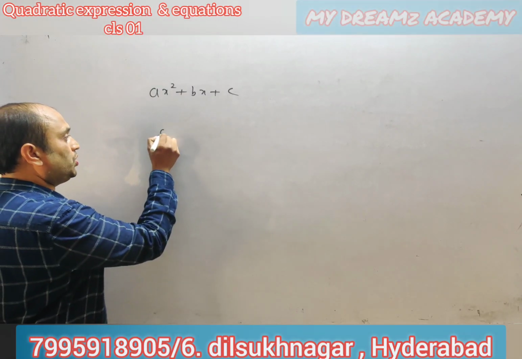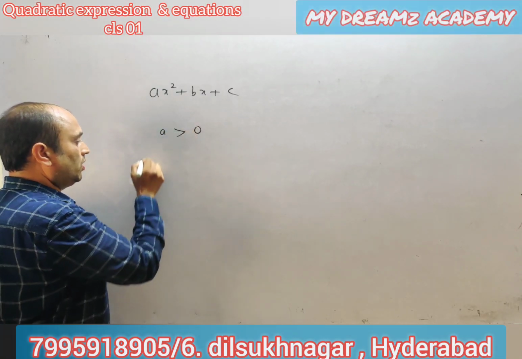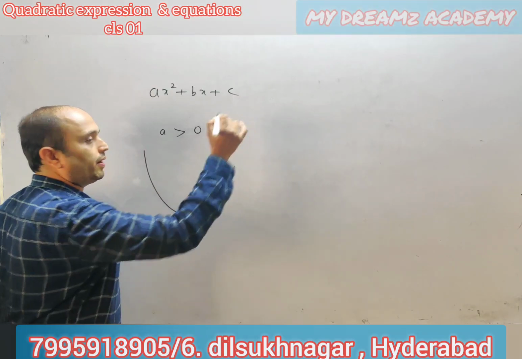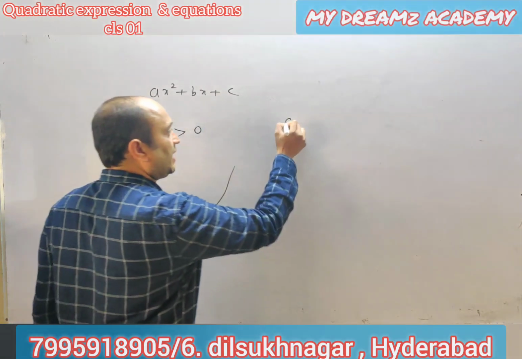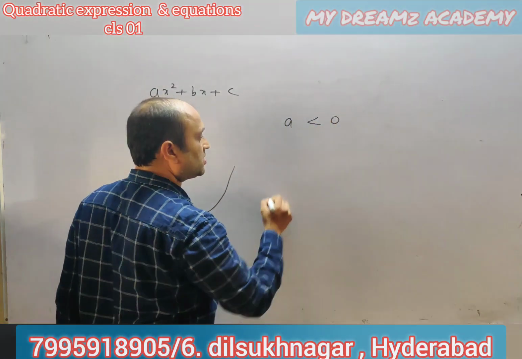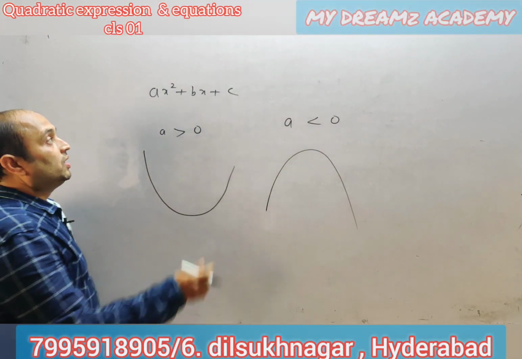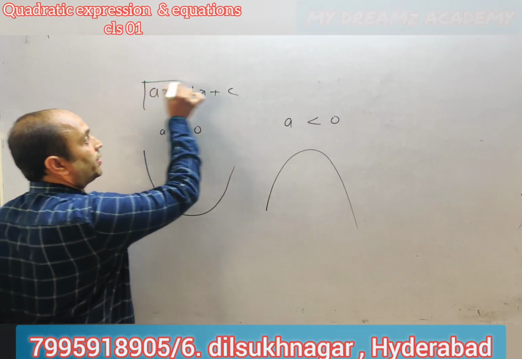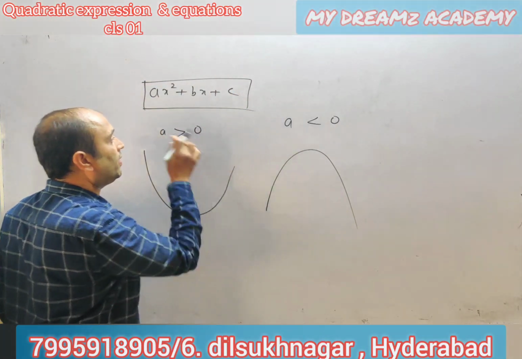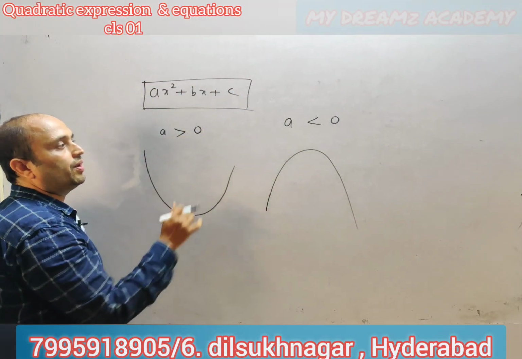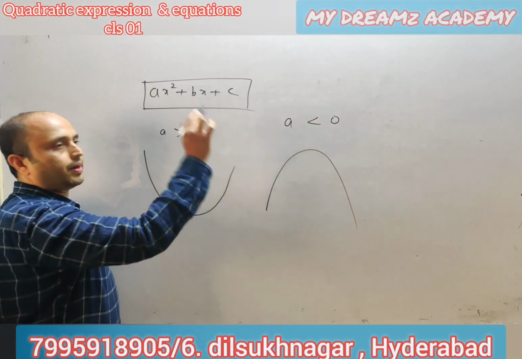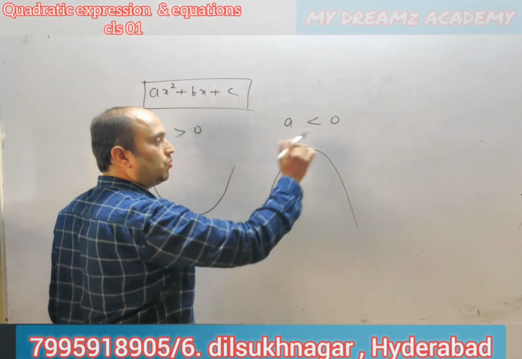If a is positive, a is greater than 0, the graph is an upward parabola. If a is less than 0, the graph is a downward parabola. The total graph of the quadratic expression depends on the leading coefficient. If a greater than 0, upward parabola. A less than 0, downward parabola.